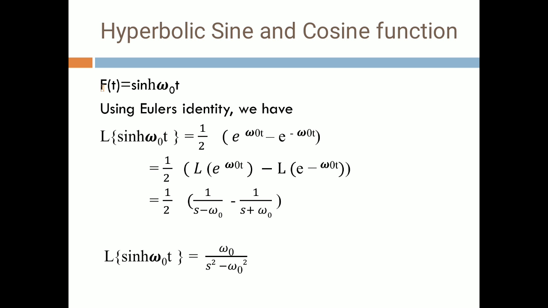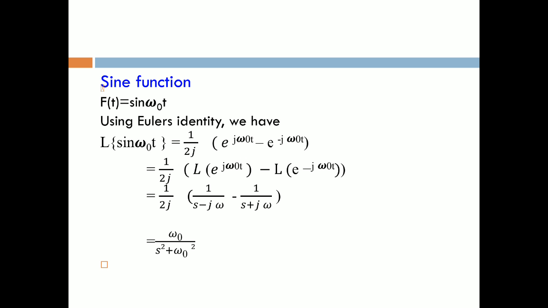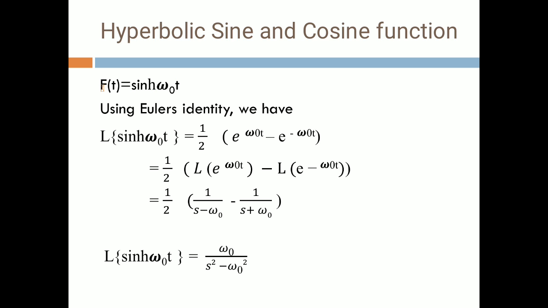If we compare this hyperbolic function with sine function, here the formula for Laplace transform of sin(ω0 t) is ω0 upon s square plus ω0 square, but in hyperbolic function we get ω0 upon s square minus ω0 square. So this is the difference in the formula.